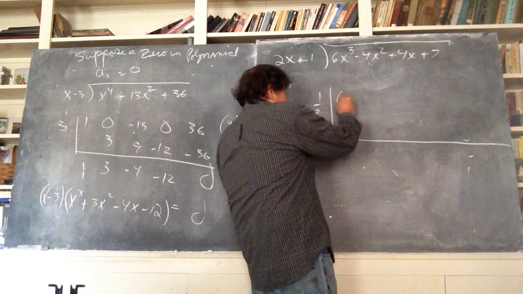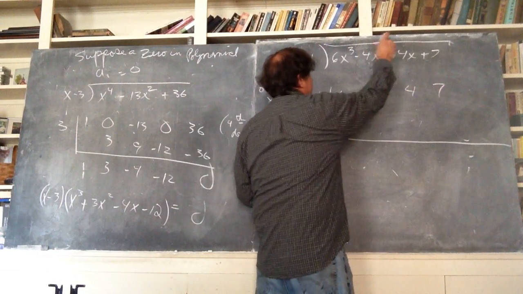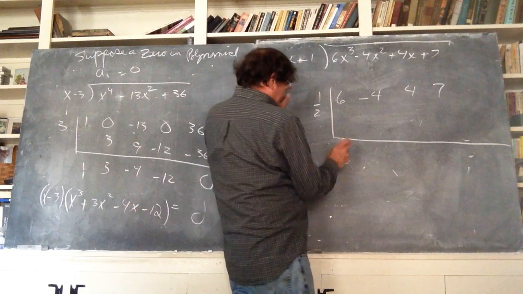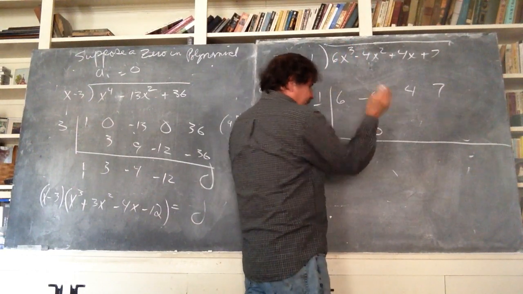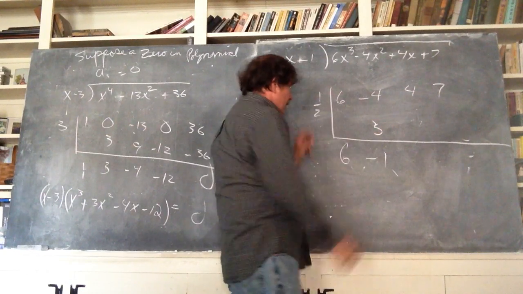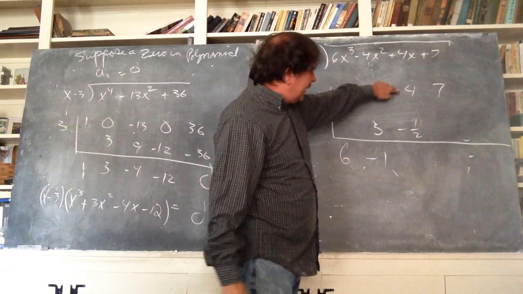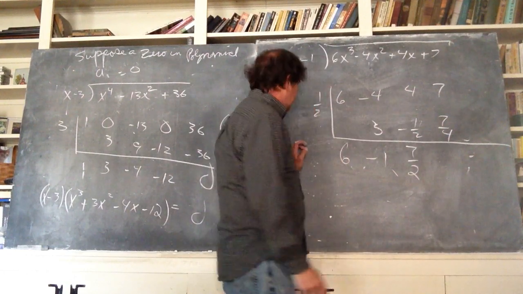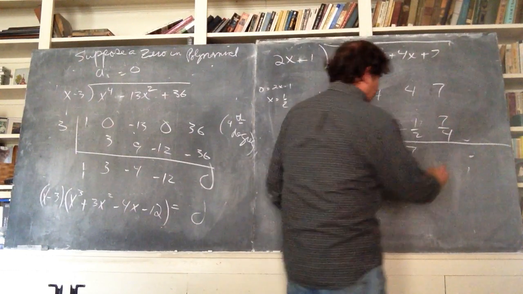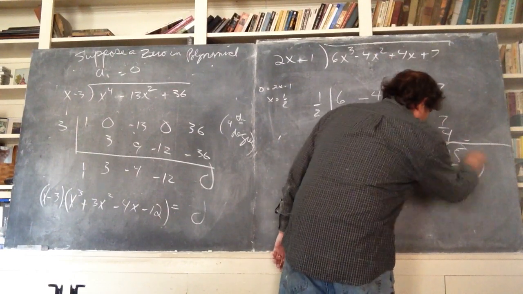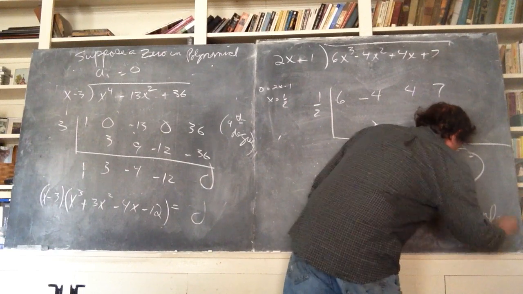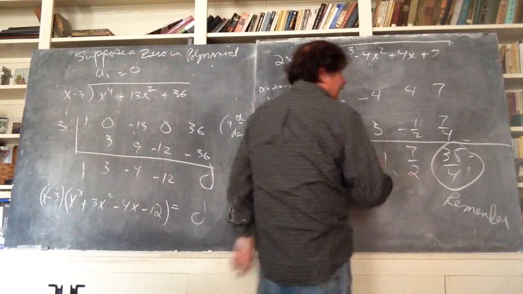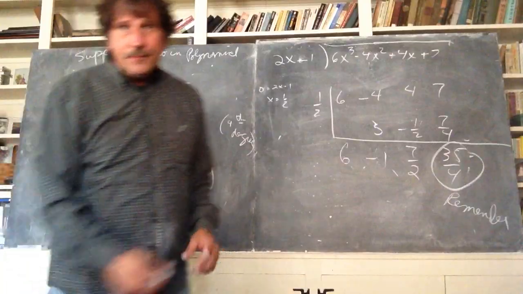Bring down, well, right, 6, negative 4, 4, 7. Degrees 3, 2, 1, zero exponent. Bring down, multiply. Oh, that's right. This is not the same one. Add. Multiply. Add. 8 halves minus 1 half, 7 halves. Multiply. Add. That would be 28 fourths, and 7 fourths is 35 fourths. That is the remainder. If you take 2x minus 1 times 6x squared minus x plus 7 halves, you get a remainder of 35 fourths. That's it for this one. See you next time.